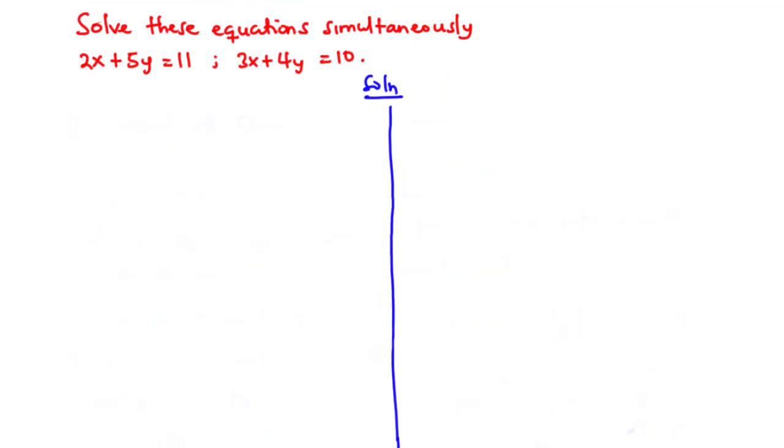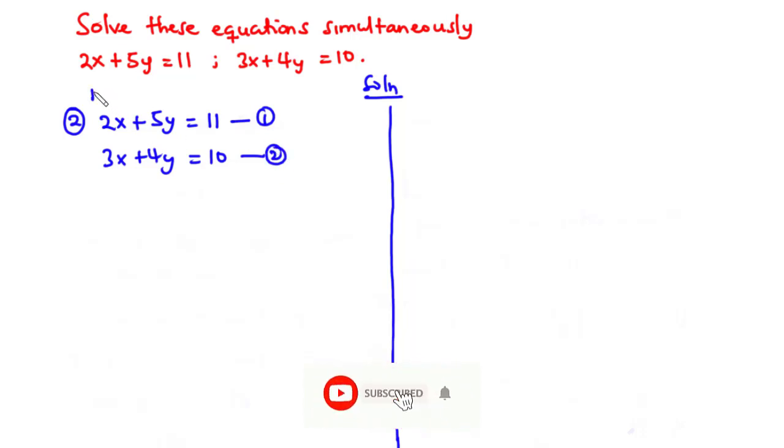So now let's solve these two linear equations simultaneously using the method of substitution. So our first equation is 2x plus 5y equals 11, and then our second equation is 3x plus 4y equals 10. So using the method of substitution.